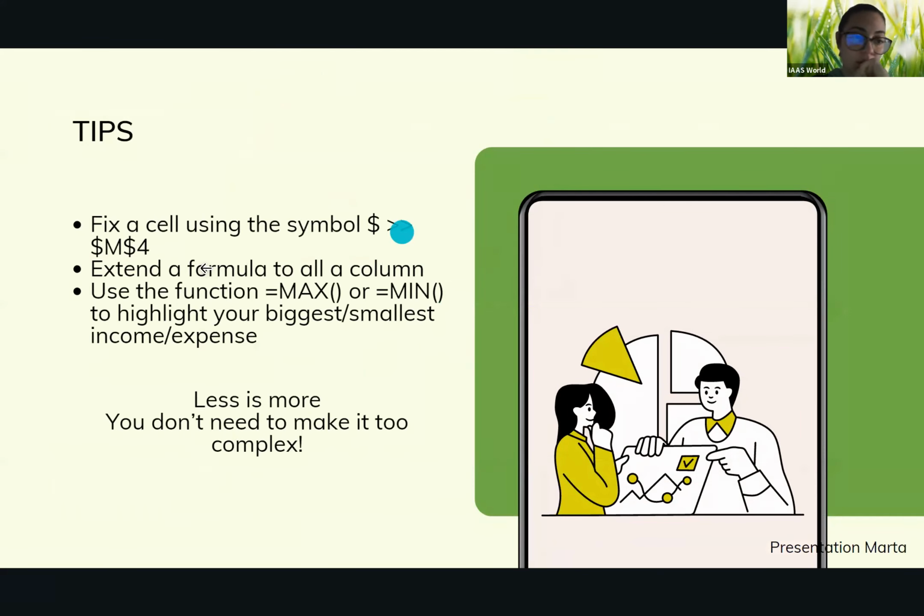So tips. This is really a basic use of Excel. Fix cells using the dollar symbol, and extend the formula to all columns to make it simple. Use the max or min function to highlight your biggest and smallest income or expense. And yes, this is my vision: less is more, so you don't need to make it too complicated.